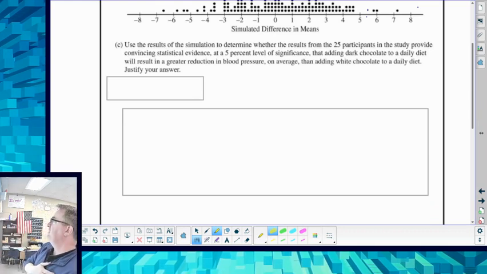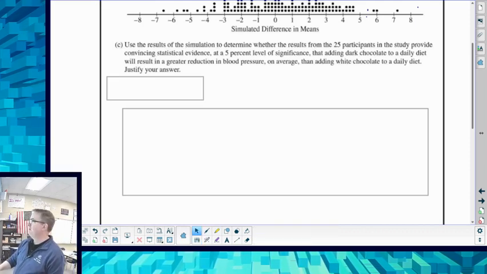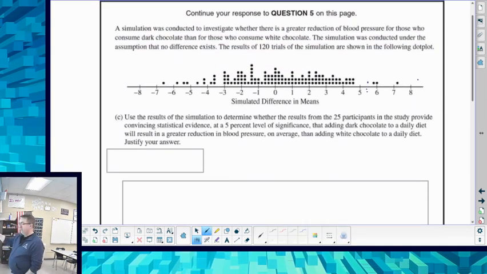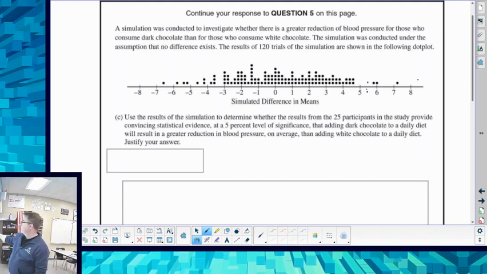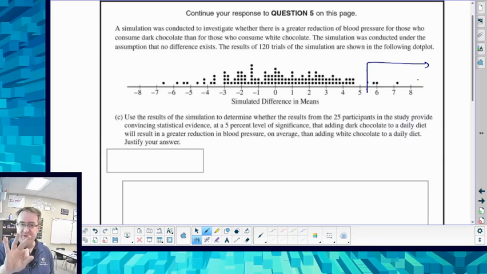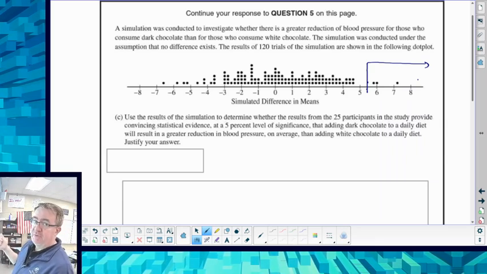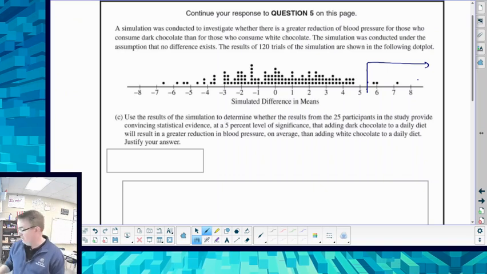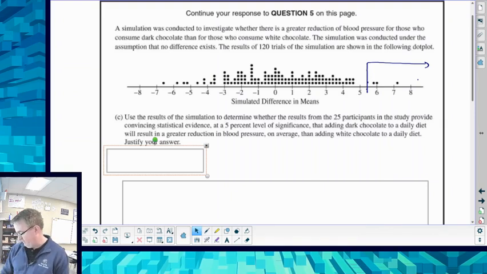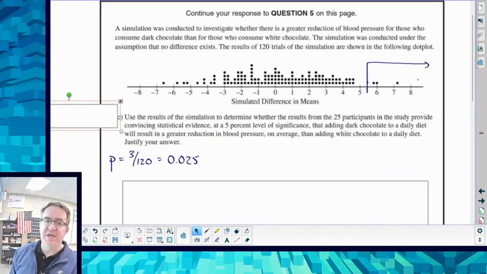Use the results of the simulation to determine whether the 25 participants provide statistical evidence at the 5% level. Now, what do I need to know about that? Well, our number was 5.66. I actually have it marked up here. So this is going back to what you may have done, hopefully, in your class. In this simulation, we only have 120 pieces of data. We only have 3 that were at our level of difference of 5.66 or higher, which would calculate out to be 0.025.